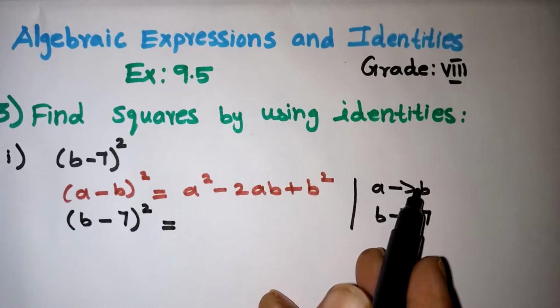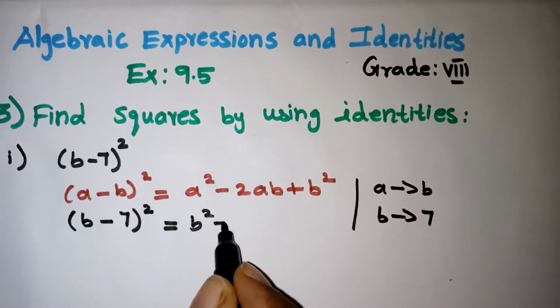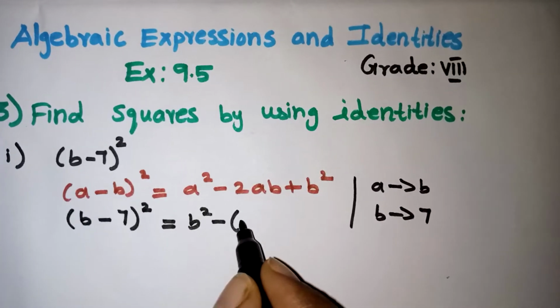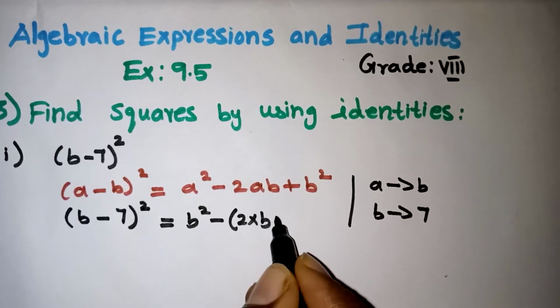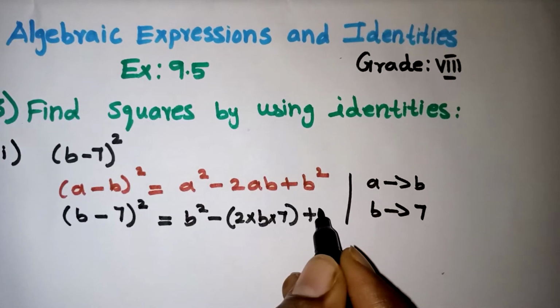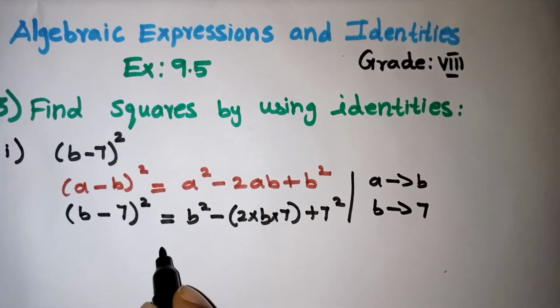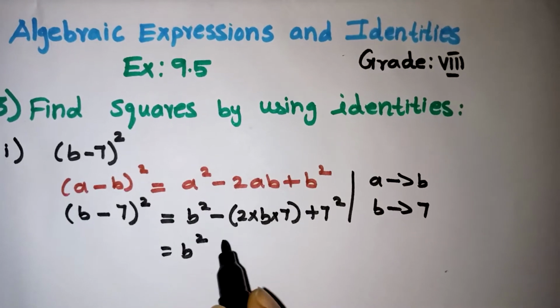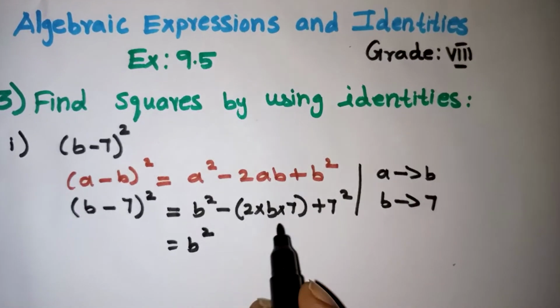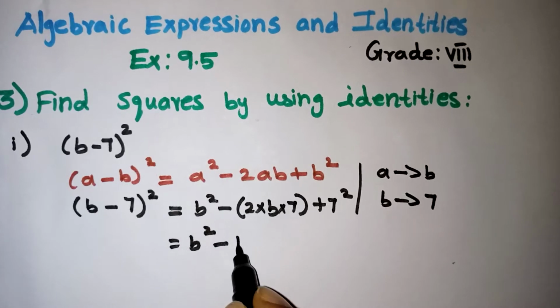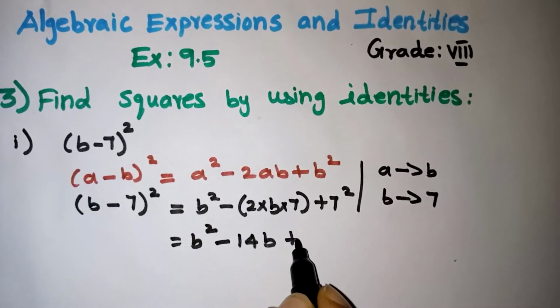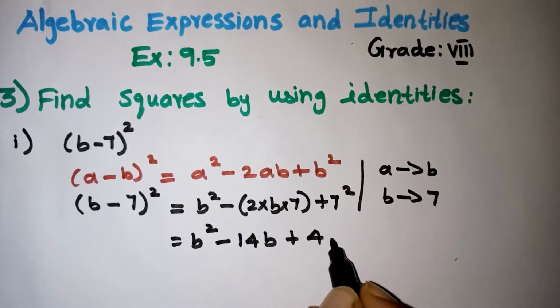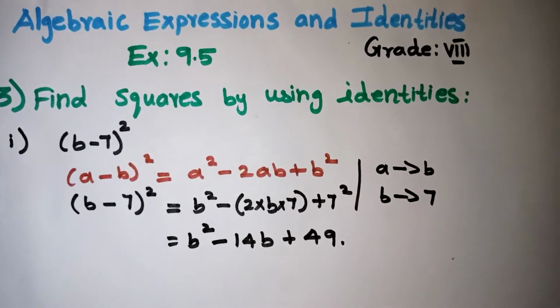Now, where a comes, you have to write b squared minus 2 into a into b, so 2 into b into 7, plus b squared, so 7 squared we should write. b squared we can't do anything, write as it is here. 2 7s are 14, minus is available, so minus 14b. 7 squared, 7 7s are 49. That is your final answer.